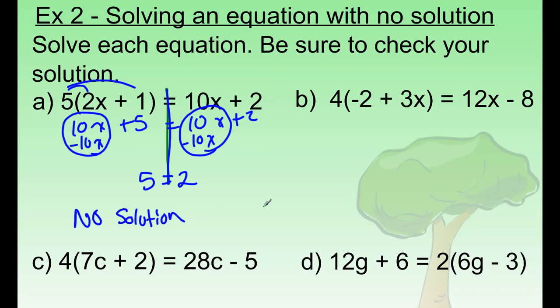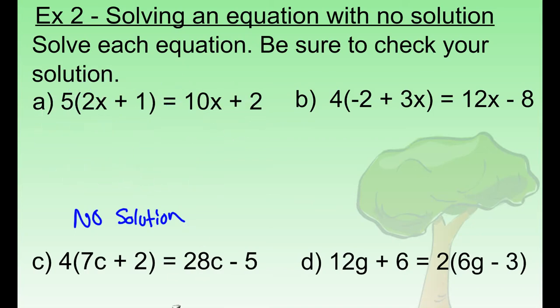There is no answer to this problem. There is not a single number you could plug in for the x to make the left side equal the right side. Well, how do you know that? How can you be sure? Well, let me show you.